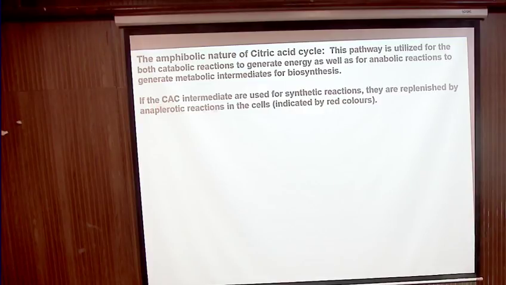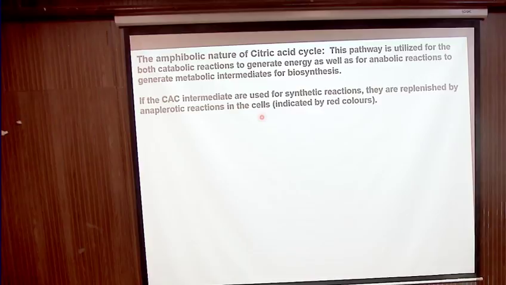If the citric acid cycle intermediates are used for synthetic reactions, they are replenished by anaplerotic reactions in the cells. Now, if, for example, an intermediate, instead of getting into the TCA cycle, goes into fatty acid synthesis, then what would happen to the TCA cycle per se? It would stop, or rather slow down. So we need an alternate mechanism: if intermediates were used for an anabolic process, they need to be filled up. And there are alternate steps for this.